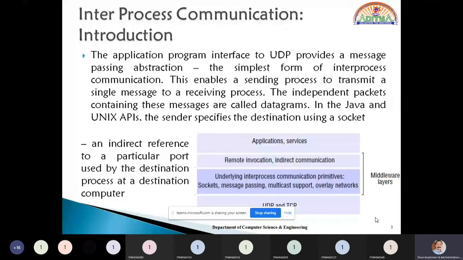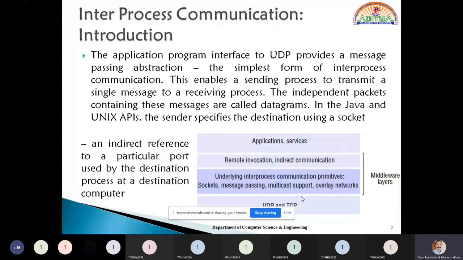There will be several ports with each of the computing machines. The port through which you want to communicate, there will be serial ports, parallel ports, all these things. With which port you want to communicate, so that the necessary communication will happen. The particular port that is going to be used by the destination is specified as an indirect reference to that particular port.